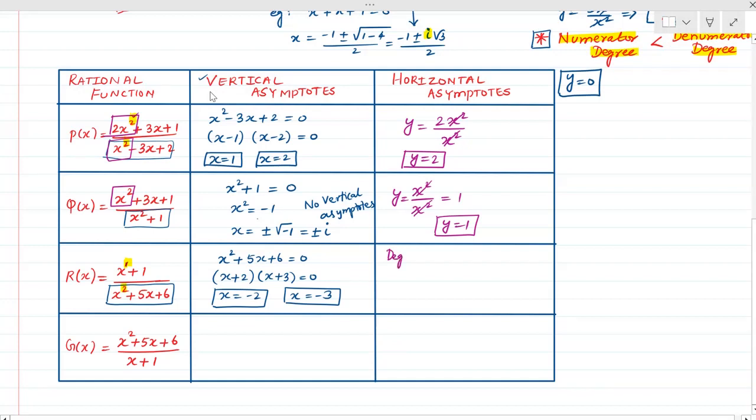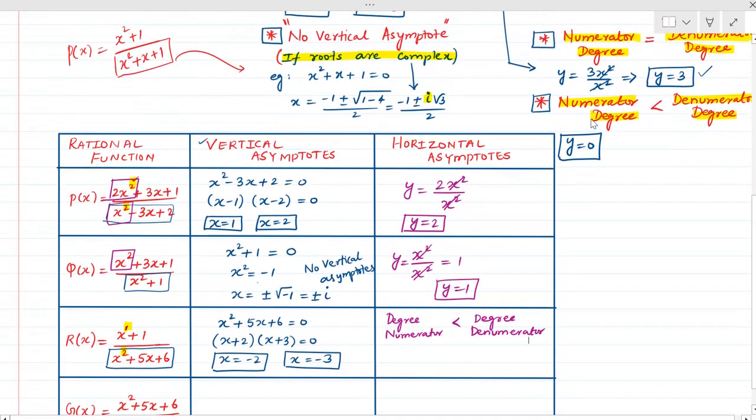So I write this: the degree in the numerator is less than the degree in the denominator. What is the condition? Let us go up and see. When the degree of the numerator is less than the degree of the denominator, there is only one possible asymptote, which is y equals 0. For all such problems, this is true.